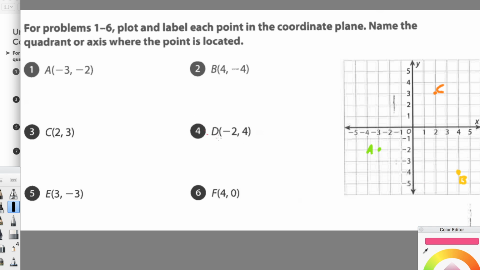Now let's go to my next one, D, which is -2, 4. So I start off right here in the middle. -2, where is it, left or right? Where's my -2? Over here. Now my 4, up or down? Where's my 4? It's up here. This would be my letter D.